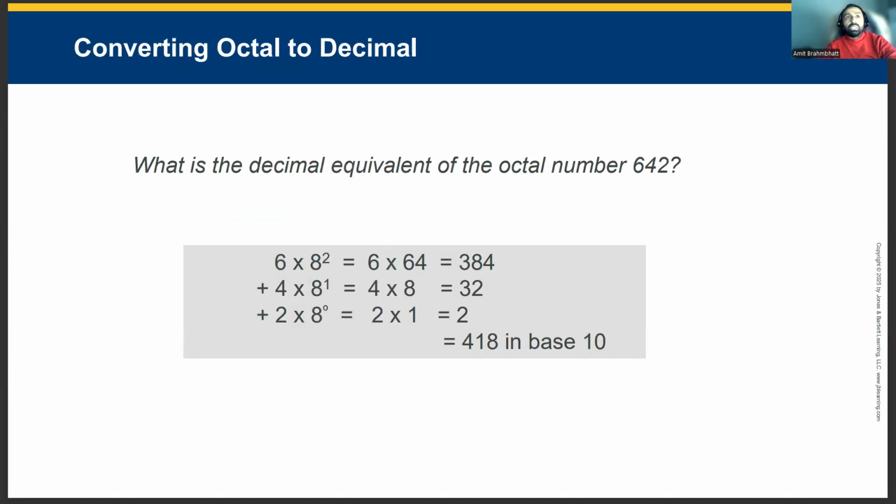Converting octal to decimal. In the example shown here, the octal number is 642. To convert it, each digit is multiplied by a power of 8 corresponding to its position. The 6 is multiplied by 8 squared. The 4 is multiplied by 8 to the first power, and 2 by 8 to the 0 power. Adding these values together yields the decimal equivalent of 418.